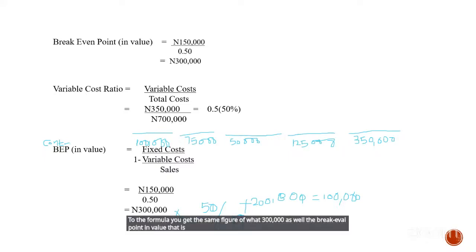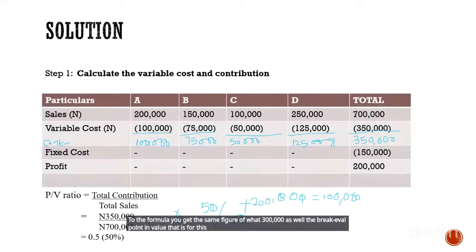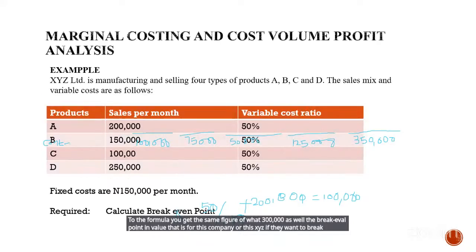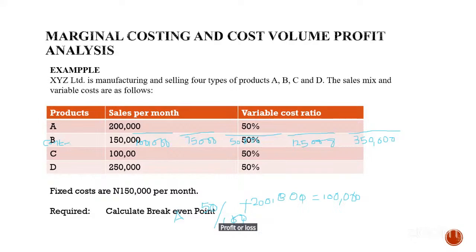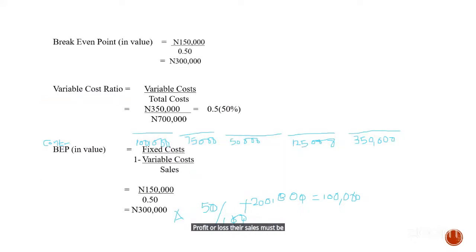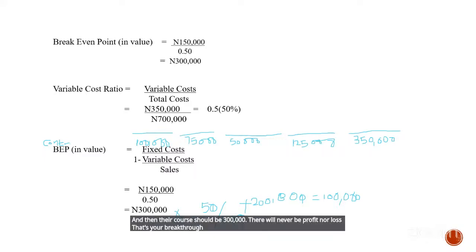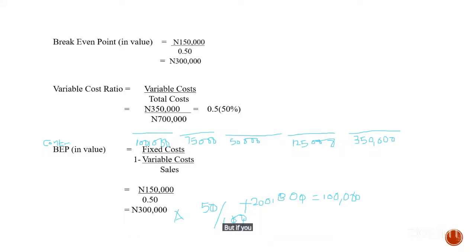That is, for this company, XYZ, if they want to break even, they want to make sure that they have neither profit nor loss. Their sales must be 300,000 naira as well as their costs. Their revenue should be 300,000 naira, and then their cost should be 300,000. There will be neither profit nor loss. That's the break-even point. If they sell above 300,000 naira, they will be making a profit. But if they sell below 300,000 naira, they will be making a loss. That's what this means.